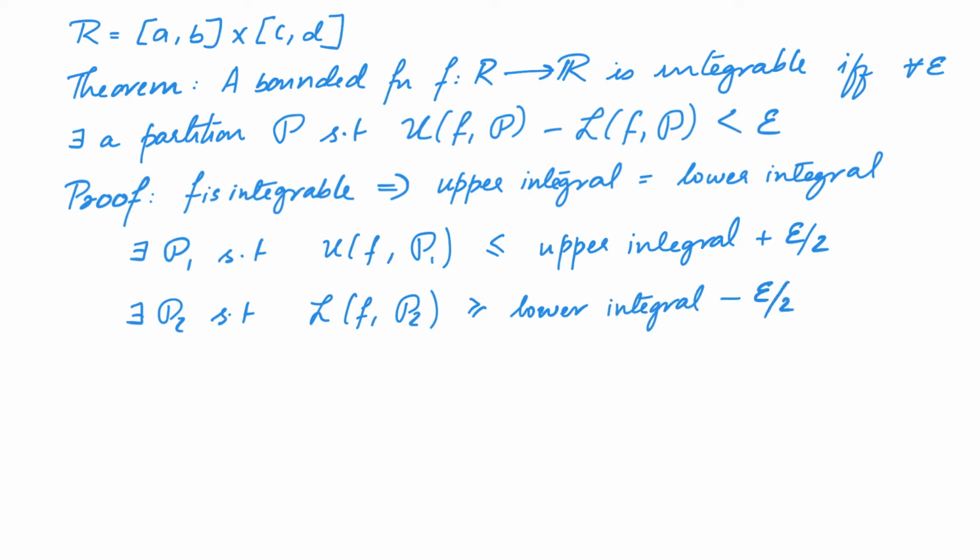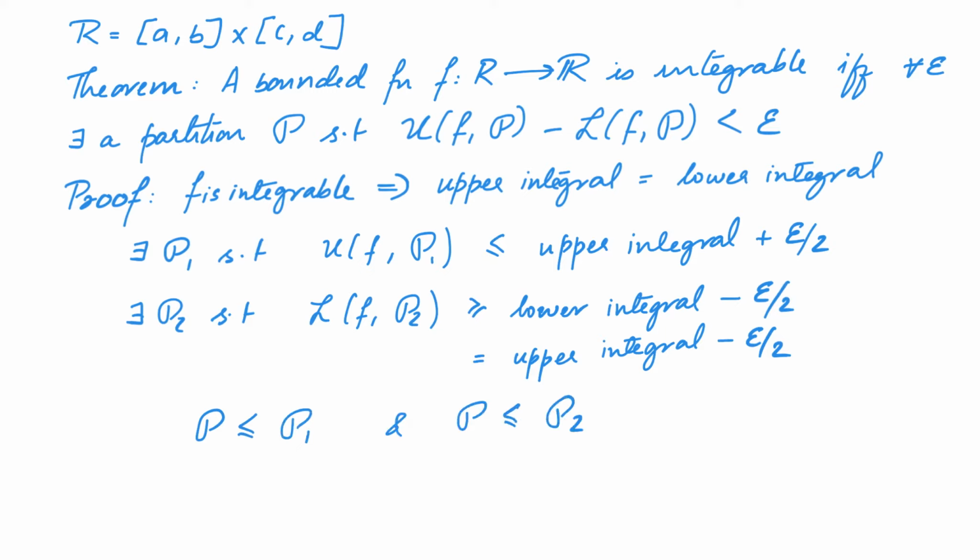But lower integral is equal to upper integral, so we can write this as L(f,P2) is greater than or equal to upper integral minus epsilon by 2. Let P be a common refinement of P1 and P2. Then notice that U(f,P) will be less than or equal to upper integral plus epsilon by 2 and L(f,P) will be greater than or equal to upper integral minus epsilon by 2. Therefore, U(f,P) minus L(f,P) will be less than or equal to the difference between these two quantities, which is equal to epsilon. And thus we have proved one half of this theorem.